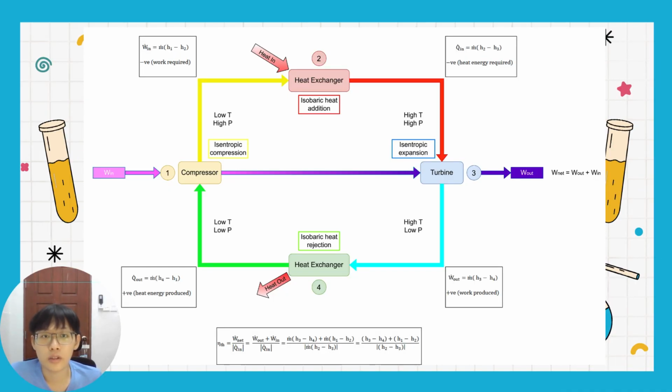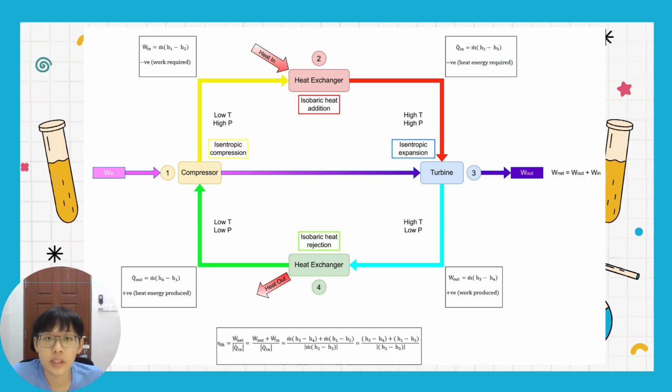So this is the whole cycle of the ideal Brayton cycle. And from the first step to the second step, we will have the low temperature and low pressure ideal gas flow into the compressor and compress to high pressure. So this step is isentropic compression. In this step, our entropy will be constant.